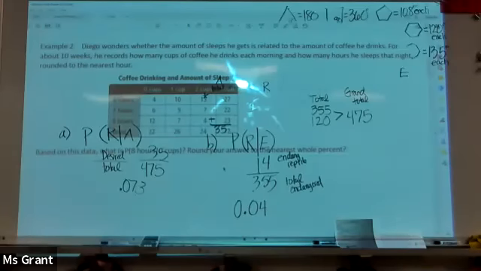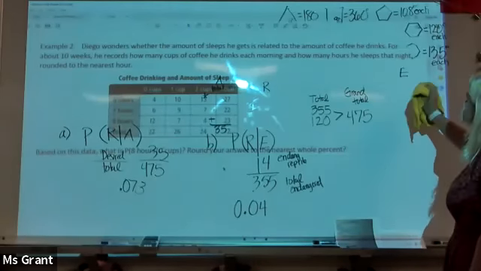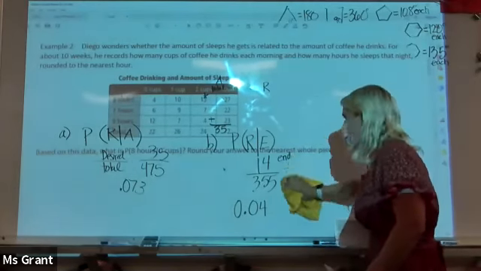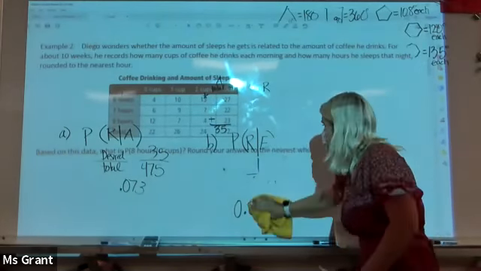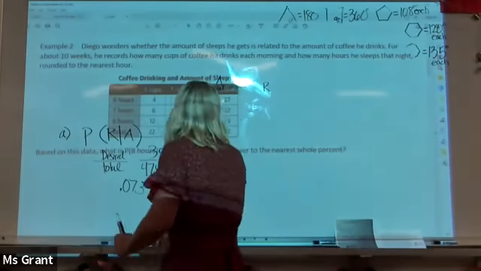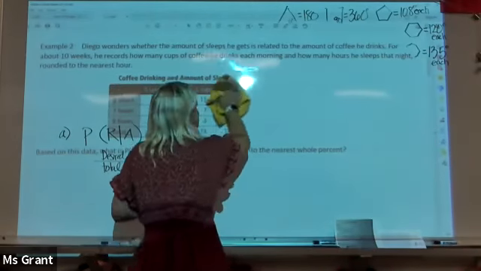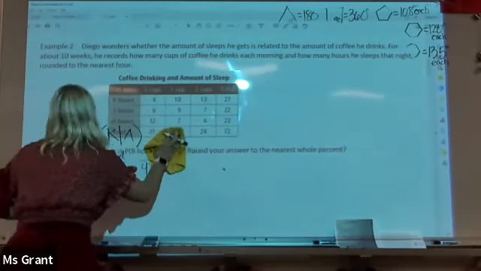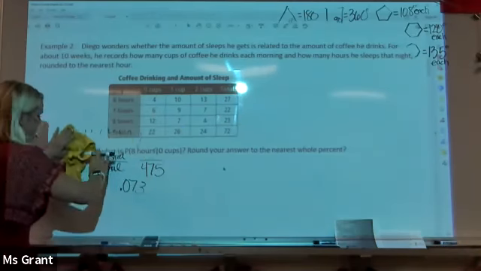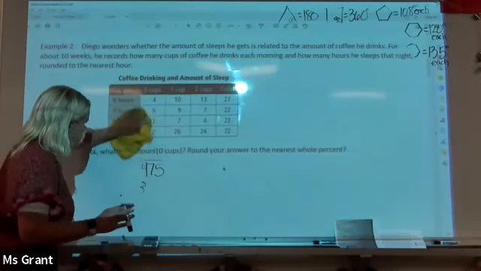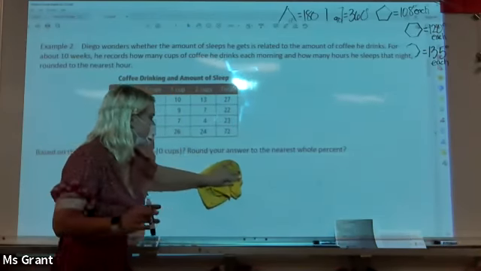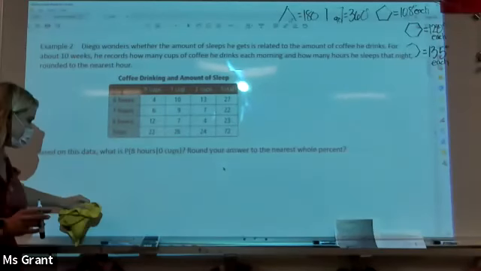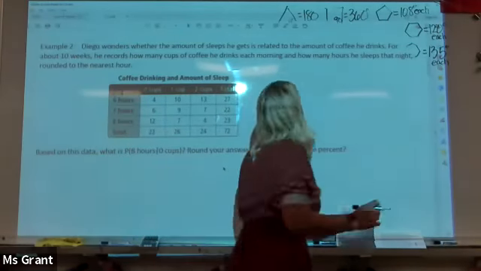Diego wonders whether the amount of sleep he gets is related to the amount of coffee he drinks. So it is true that some people are not affected by drinking coffee, but some people would be affected by drinking coffee at night versus the morning. And then how many cups? There's all sorts of things we can talk about. But some people, if they drink coffee in the evening, sleep is not happening.